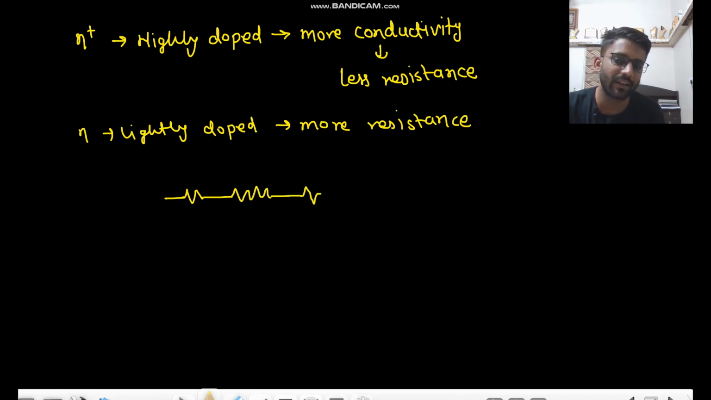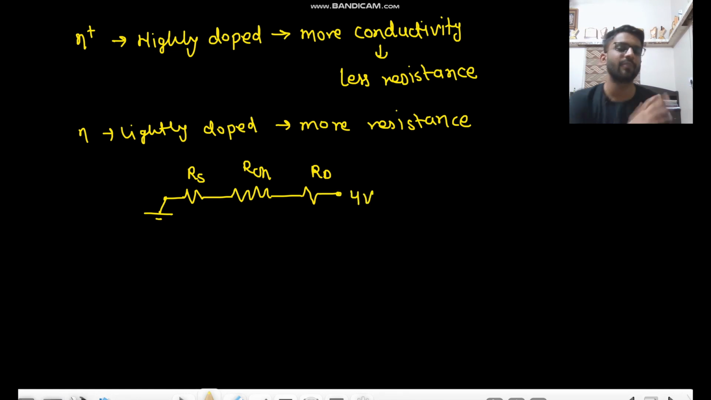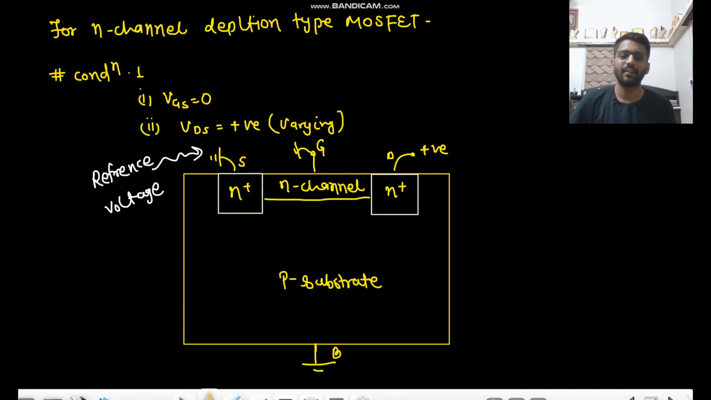Then we have again the drain side, so we are showing it like this, okay? The source side is shorted. This is RS, this is RD, and this is RCH, okay? And here we are applying, let us assume, 4 volt at the drain.